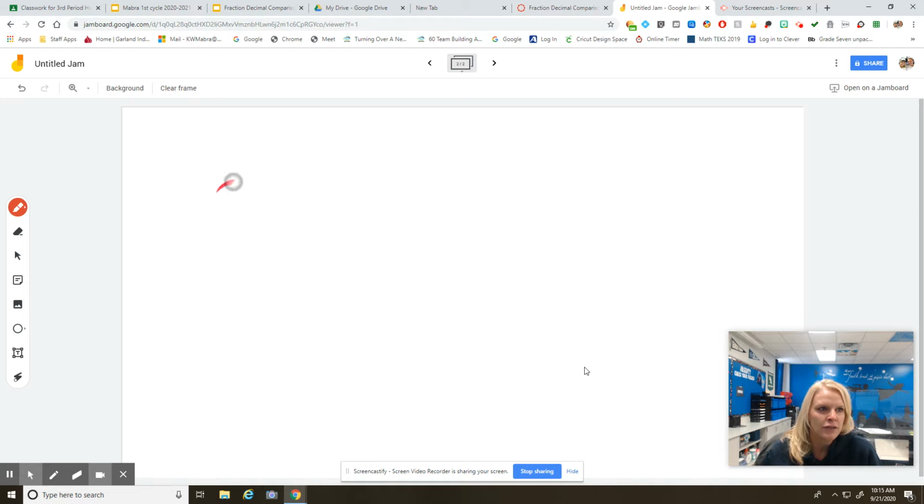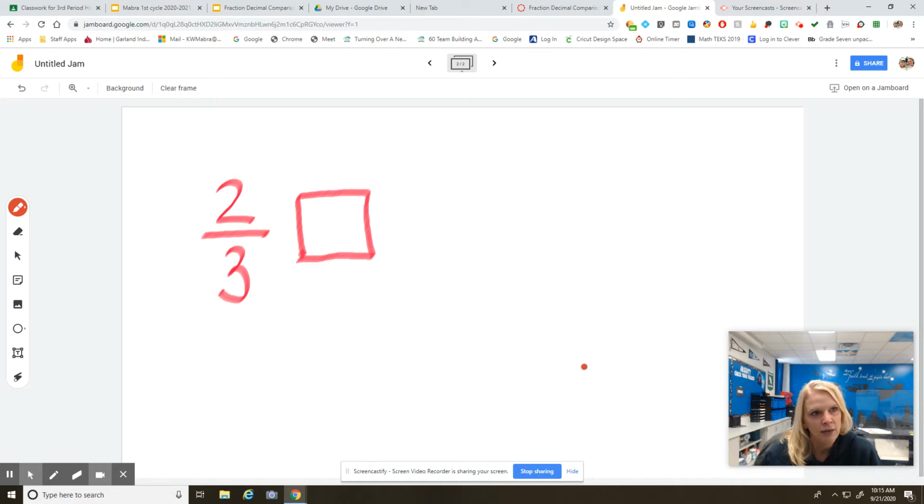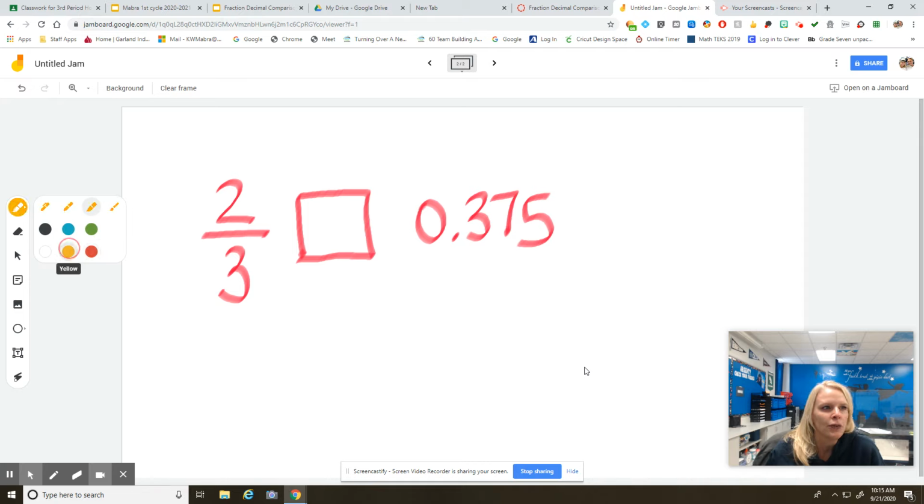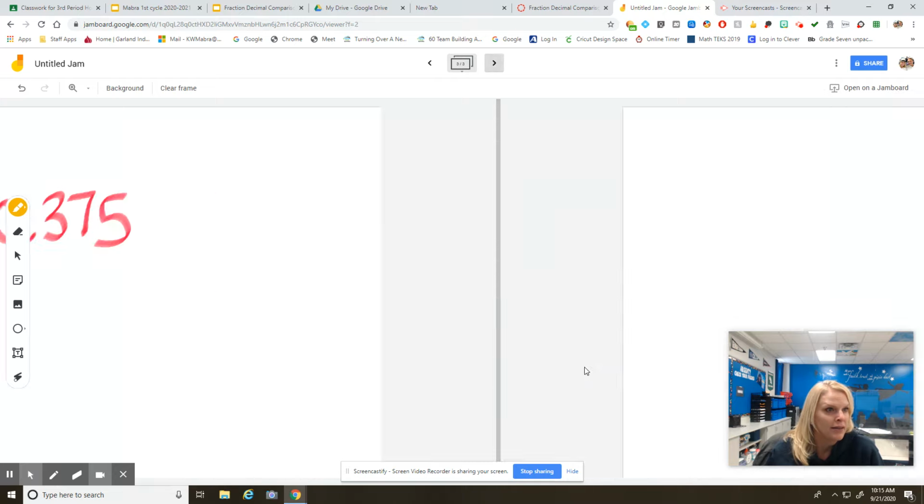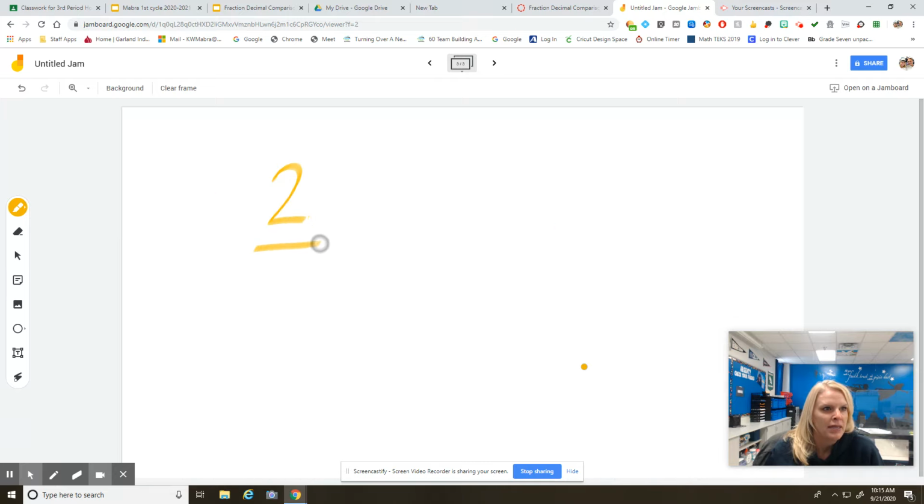Let's say that I have 2/3 in comparison to, let's say, 375 thousandths. All right, we want to write this fraction as a decimal. So we're going to remember the line on a fraction means to divide. So this really means 2 divided by 3. So 2 is going to go in the house, and 3 is going to go outside of the house.